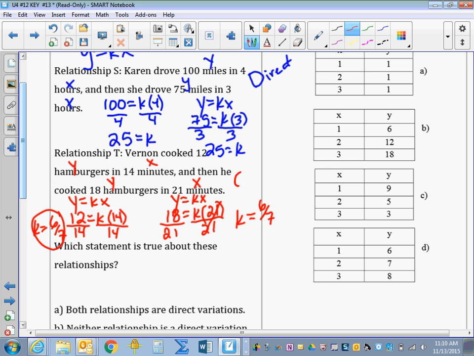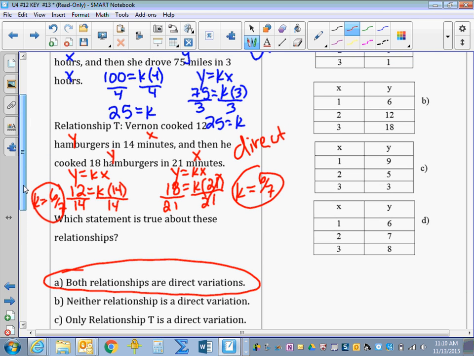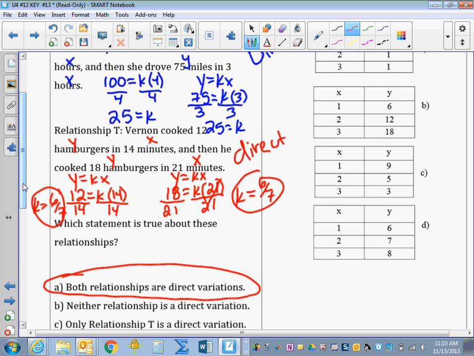Alright, so we know that this one is also direct variation. They have the same k value both times, it's a direct variation. So which answer choice is going to be correct? A, both are direct variations. Good. Alright, questions on that one? Let's see what we have left.